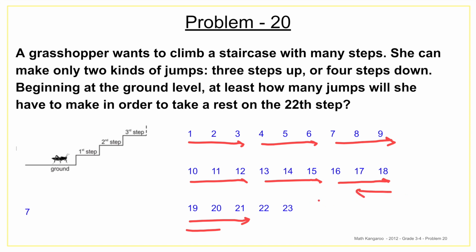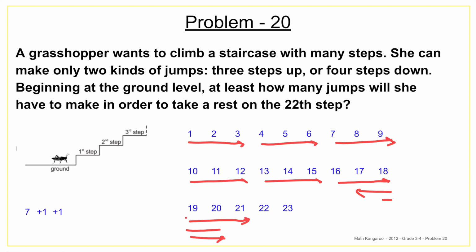So we are using trial and error. We jump up and down till we reach and rest at the 22nd step. So we have stepped down 4 and reached 17. That means we did 1 jump. Now jump up 3 steps. So 18, 19, 20. Jump 1.